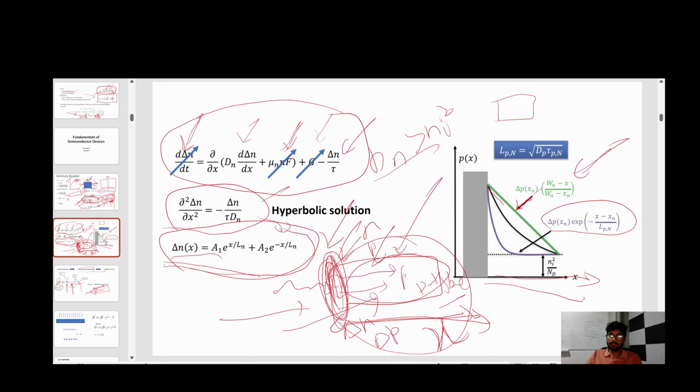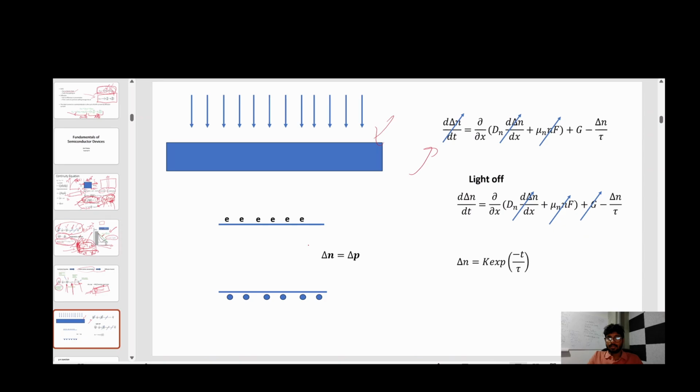During steady state, this will go to zero, because everywhere light is shining, so delta N is equal to delta P throughout the semiconductor. There won't be any diffusion because there won't be any carrier concentration gradient, so this will also go to zero. At this point we haven't applied any field, so the generation rate will be equal to the recombination.